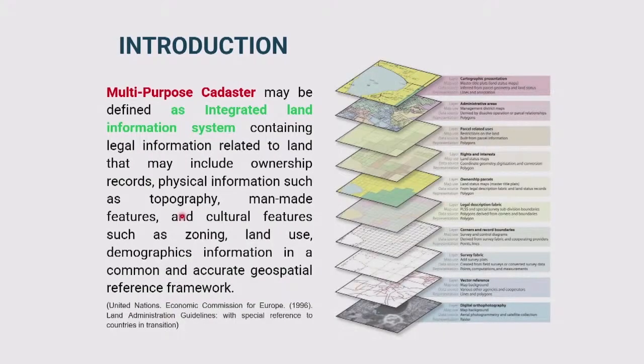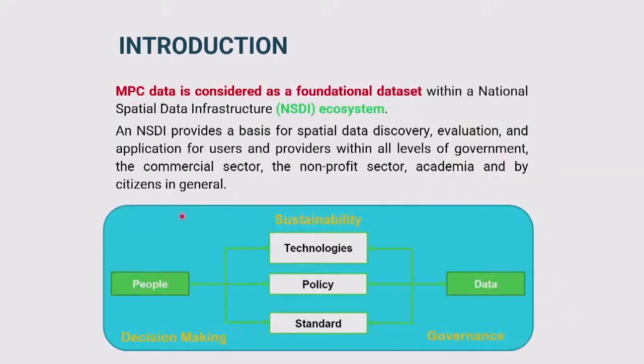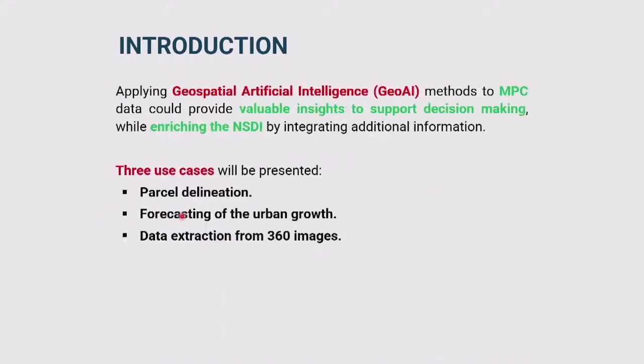So as you know, the definition of multi-purpose cadastre is an integrated information system. In addition to the information related to the land, we can add other land-related data, such as topography, man-made features, cultural features, etc. The MPC provides us the foundation data sets for NSDI. And as you know, the 5 pillars of NSDI are people, technologies, policy, standards, and data. I will not discuss those aspects because those elements are very well known, but I will jump directly to Geospatial Artificial Intelligence, which is the purpose of our presentation.